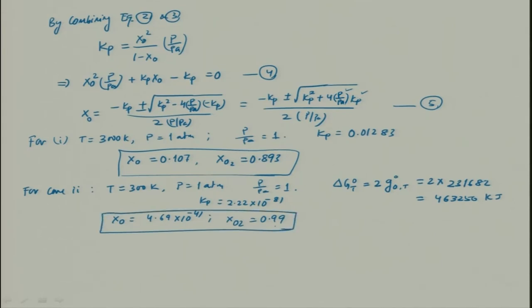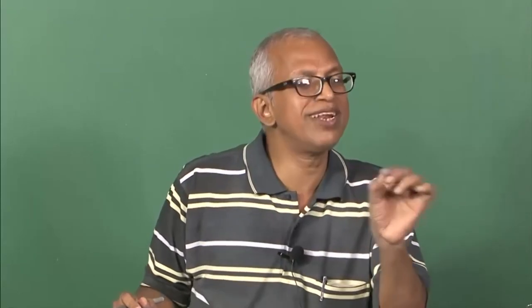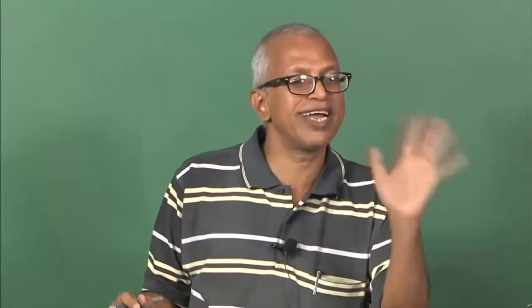What does it mean? That means at 300 Kelvin there is no dissociation at all. x_O2 is approximately 0.99999 and so on, and x_O is about 10 to the power minus 41. That means this is approximately equal to 1, no decomposition at 298 Kelvin, nothing will happen. Still, there will be a little decomposition that you cannot measure, so it is negligibly small.